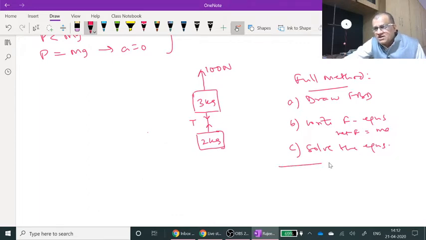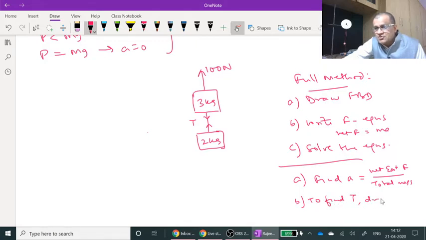But then there was a shortcut. And what was the shortcut? First step, find a by using net external force upon total mass of the system. And then to find T, draw the FBD, free body diagram, of the appropriate body. Appropriate body means whichever is convenient, whichever makes your life easy. Mudit has already given the answer also. So let's see how much is a.